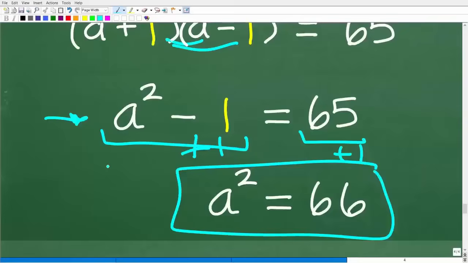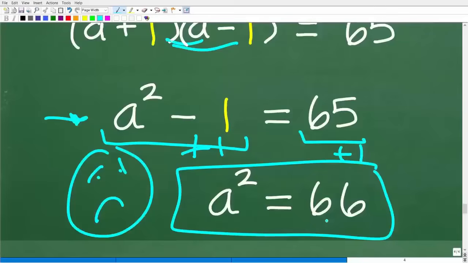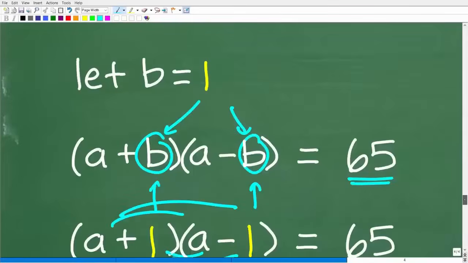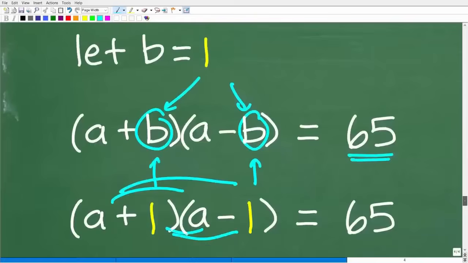And we're kind of bummed out a little bit. We're like, oh, I don't know about this, Mr. YouTube Math Man, because I can't really take the square root of 66. I can, but it's not a nice perfect square like 4, 9, 25. But we can fix this up because, remember, we decided what b is equal to. We just let b equal 1.